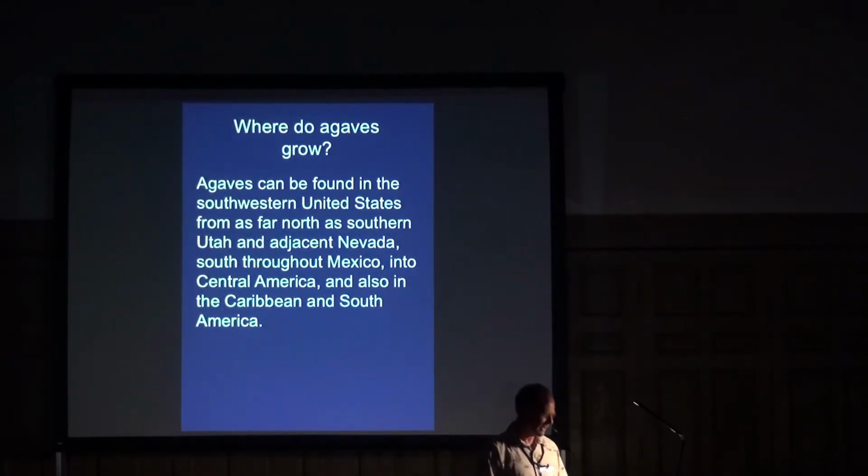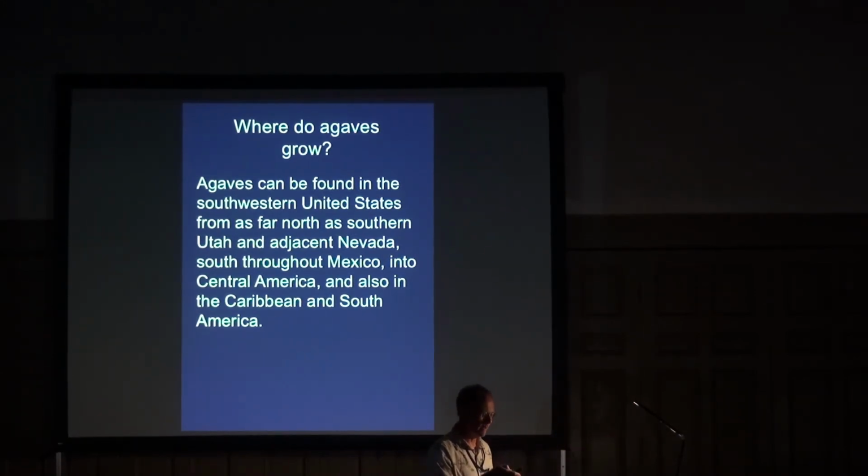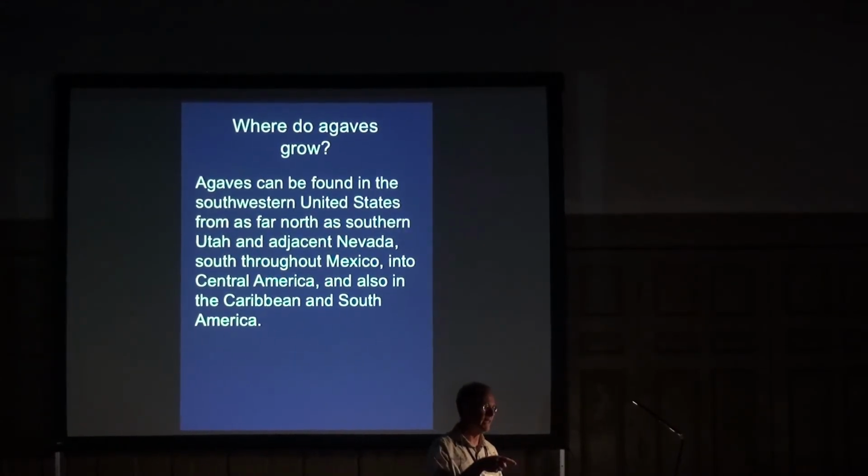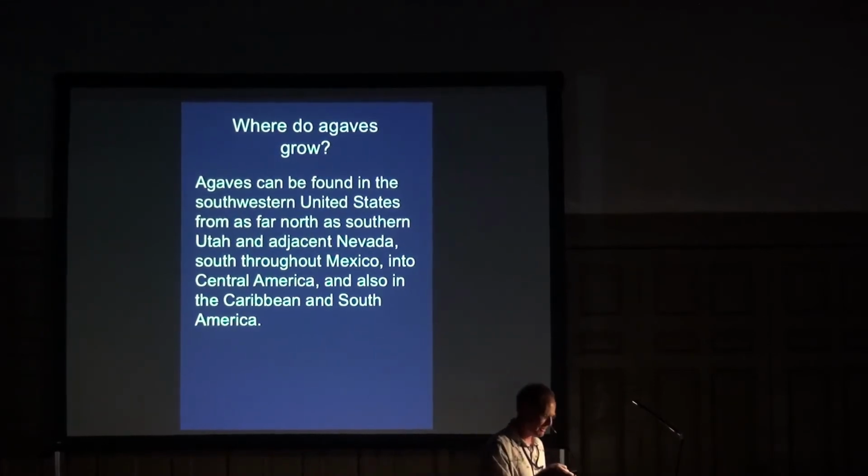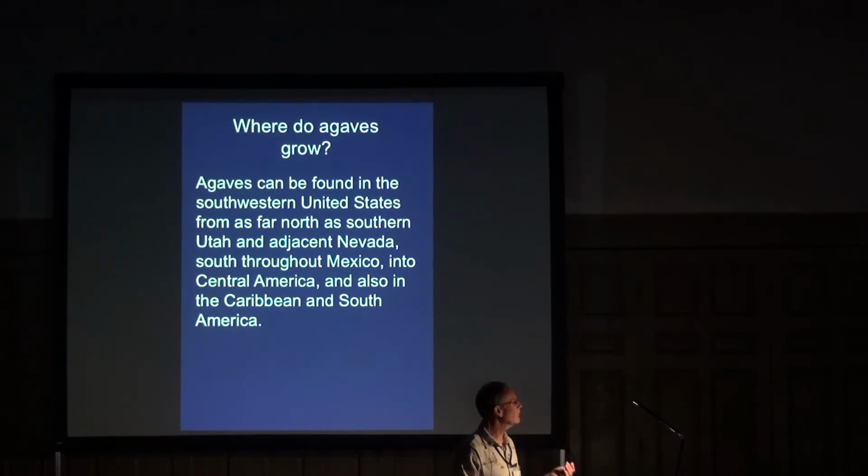Okay, so where do agaves grow? Agaves are all New World, and they can be found in the southwestern U.S. as far north as southern Utah and adjacent Nevada. The furthest north that I've seen it is up around Rachel, Nevada, which is not quite central Nevada, up there along the Extraterrestrial Highway. I did not get abducted while we were going to see those. They grow south throughout Mexico, into Central America, and also in the Caribbean and South America.